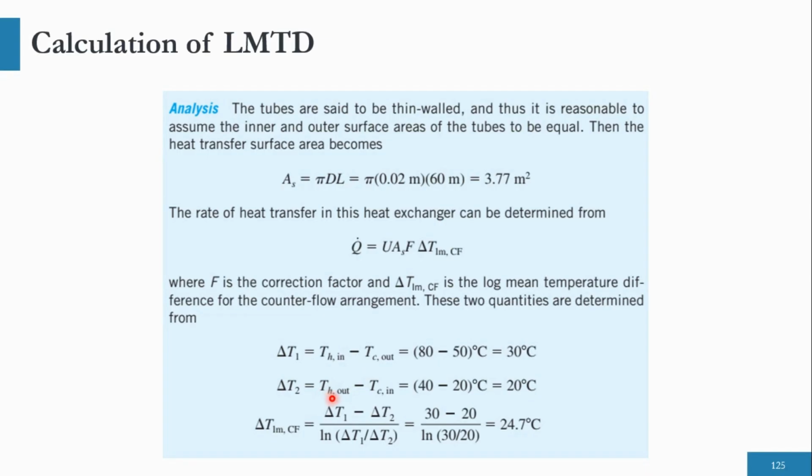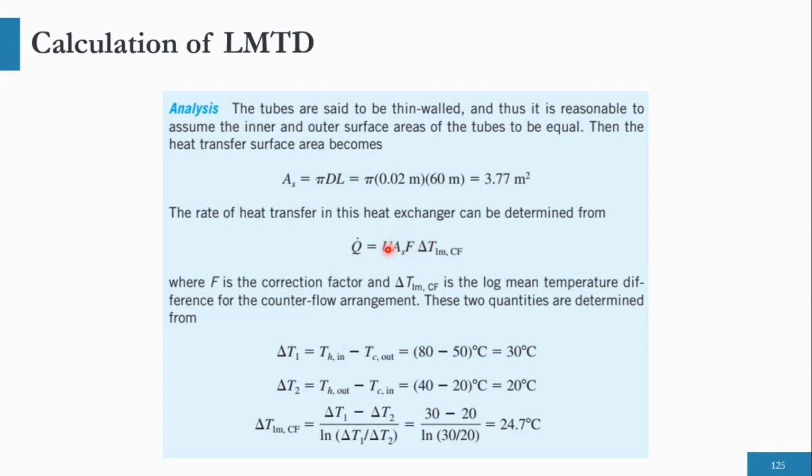Delta T2 is TH out minus TC in. So TH out is 40 degrees centigrade. The hot stream goes out at 40 degrees centigrade while the cold stream comes in at 20 degrees centigrade. Accordingly, delta T2 is 20. Substituting the values, we get delta T LM as 24.7 degrees centigrade. So this is the first task. Now we know Q is equal to U A F delta T LM, which is the log mean temperature difference.